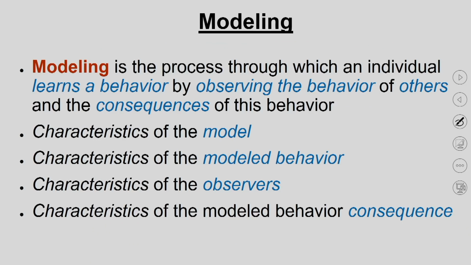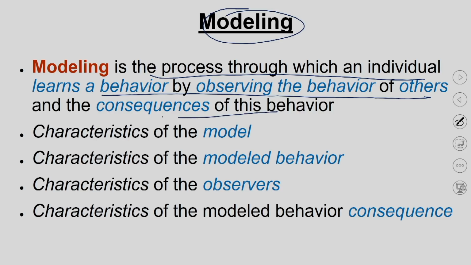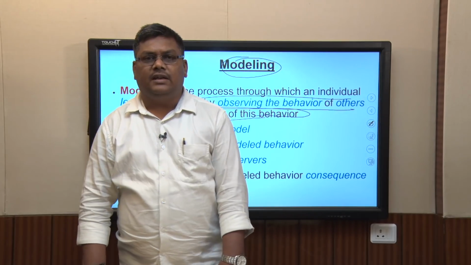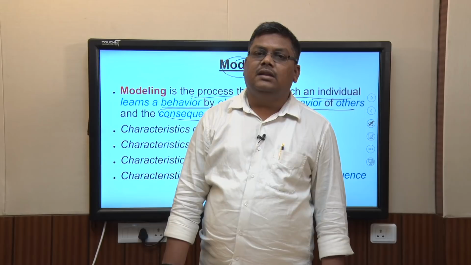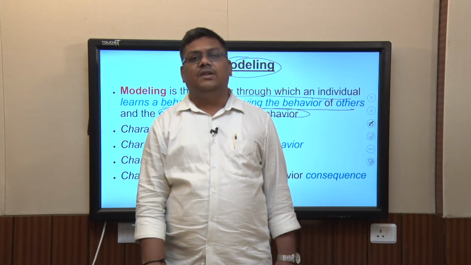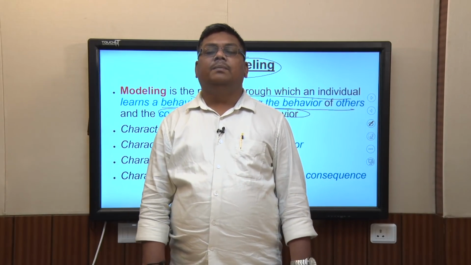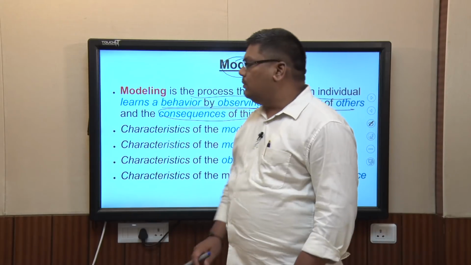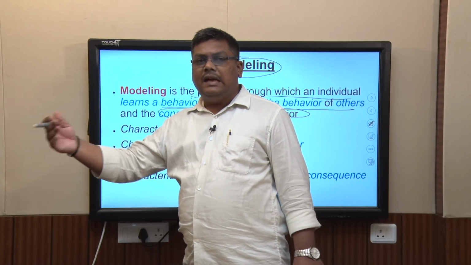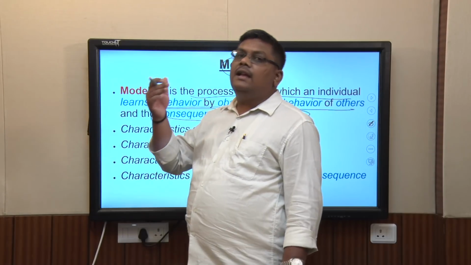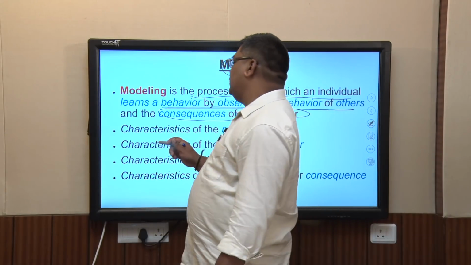The next learning theory is called modeling. And what is this? Modeling is a process through which an individual learns a behavior by observing the behavior of others and the consequences of that behavior. So, in the marketplace, if somebody sees someone using a particular brand and getting rewarded out of it, that person uses or models that behavior, or learns this behavior through modeling. That is called modeling. So, learning through seeing others doing a particular behavior and actually looking at the consequence that is happening out of it.